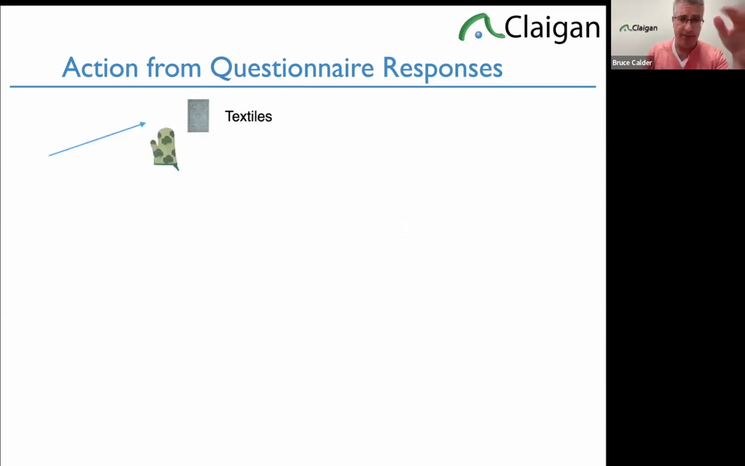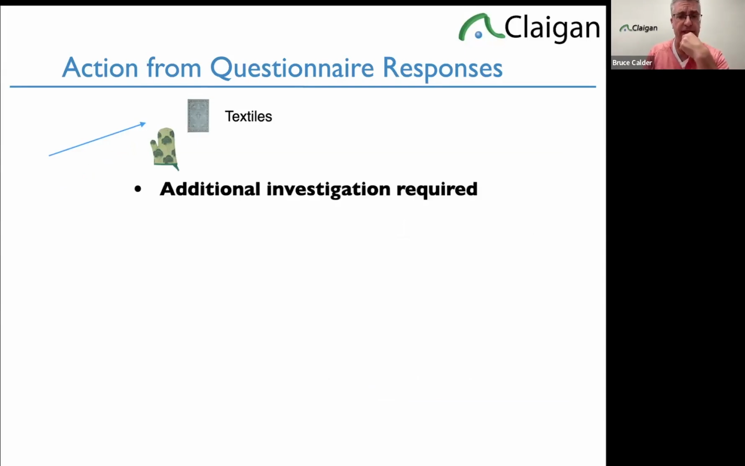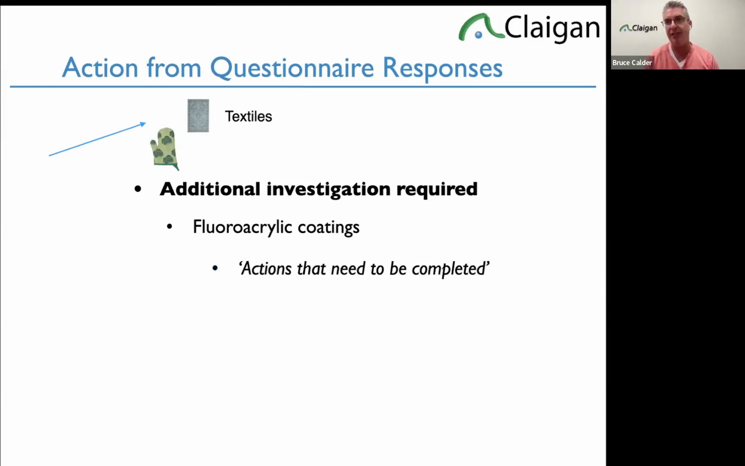Now we take textiles, different. We have the additional investigation. Some are going to have fluoroacrylic coatings. And I think publicly they've moved away from a lot of fluoroacrylics, but it looks like some of their tags, the ones with the funky names, still have fluoroacrylics on them, the product tags. How much is that? We can look at the volume. We have to do some actions. However, it's likely not a reportable situation.